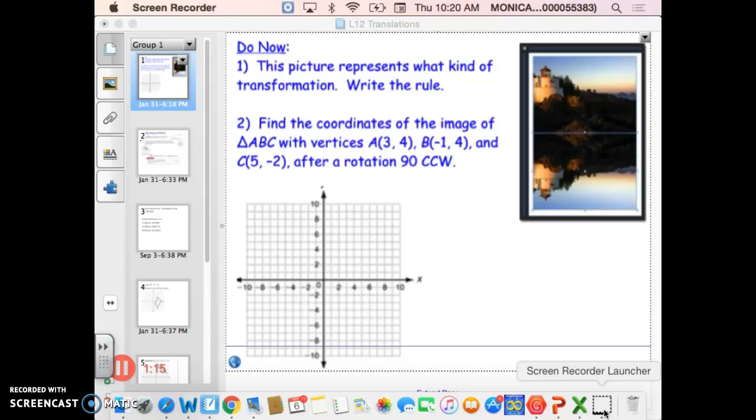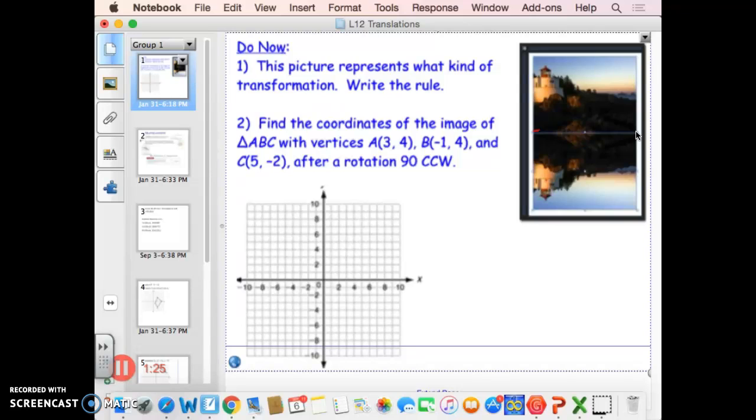So in this picture, I can see a reflection across this axis right here. So that's an x-axis reflection. So the rule that I would write, if it's across the x-axis, is the x stays the same and the y changes. Now if I wanted to find the coordinates of the image of ABC with these vertices after a 90-degree counterclockwise rotation, remember counterclockwise is going to turn to the left, and the rule is flip-flop the coordinates, change the sign of the y.